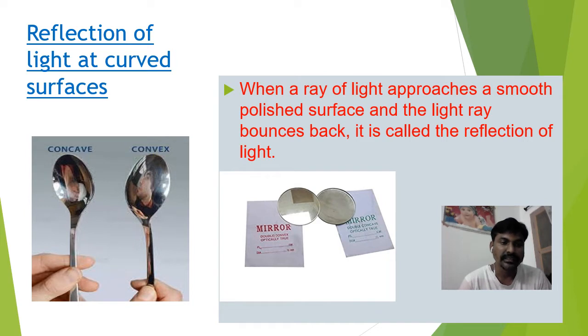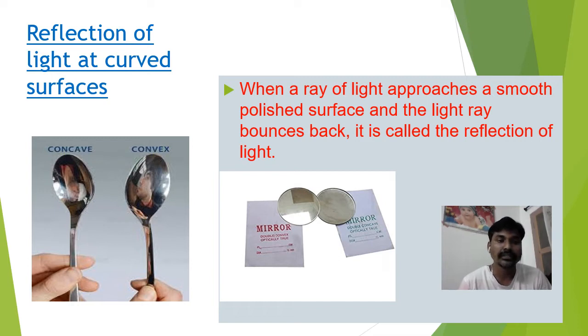You can see the image that is different in concave as well as in convex. So the images are appearing differently in concave and convex. Okay, so these are all curved surfaces. So curved surfaces are generally two types, concave and convex surfaces. Here the spoon that is looking like a mirror.